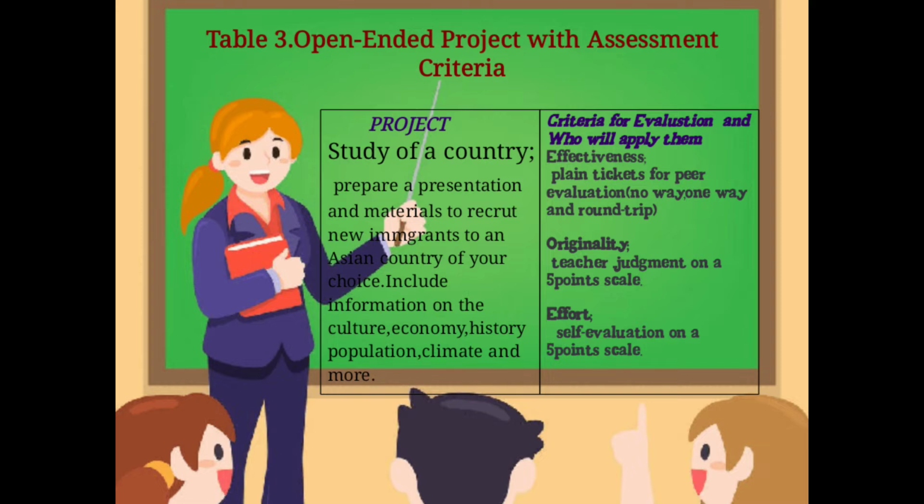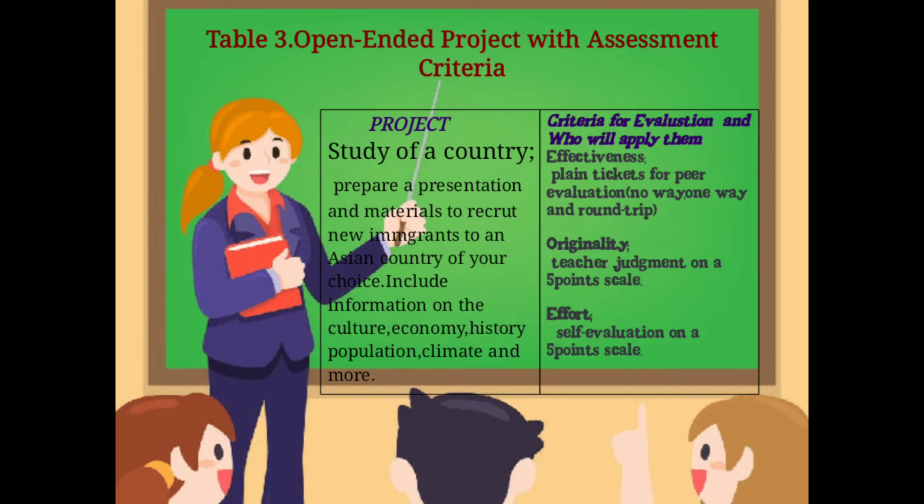So as you can see, I have a two-column table. The first column is the project, which is a study of a country. Prepare a presentation and materials to recruit new immigrants to an Asian country of your choice, including information on the culture, economy, history, population, climate, geography, and more.